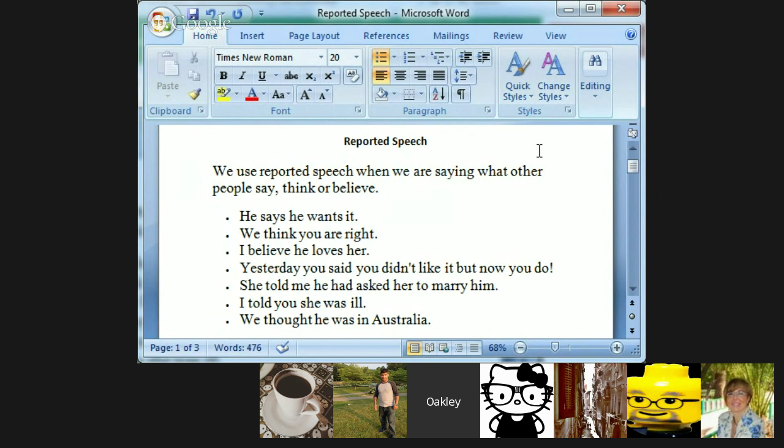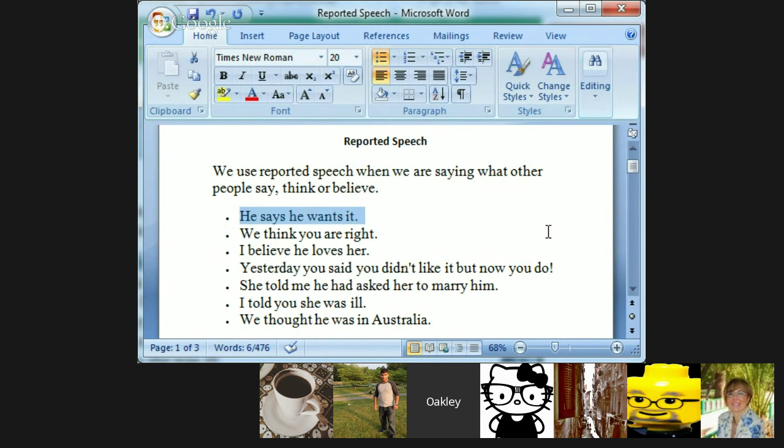Reported speech in short, when we're saying what other people say, think, or believe, or said, thought, or believed. That's where it gets confusing. Are you saying in the present tense, or are you saying in the past tense? Yesterday he thought, believed, or said. Okay, here are some examples. Well, let's talk about these.